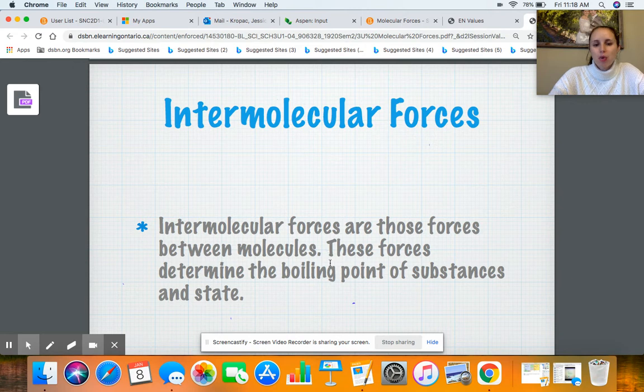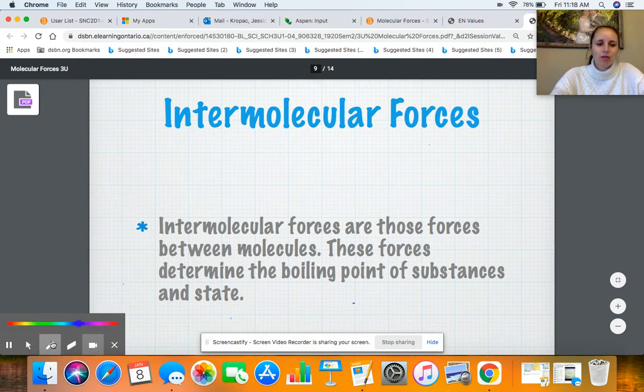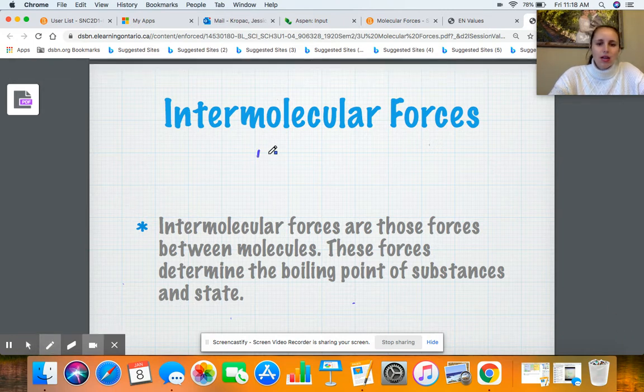They determine things like boiling point and the state of a substance. So all of those physical properties that we see, boiling point, melting point, whether or not it's a solid, liquid, or gas, that's actually determined by how strong the intermolecular forces are. So let's take a look at what I mean by this. We're going to look at our old friend water again. We're going to use the same color because it takes too much time for me to switch.